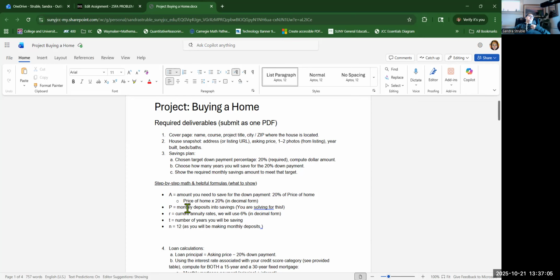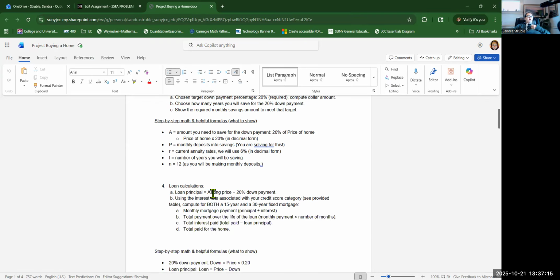PMT is your monthly deposits into the savings that you're going to solve for. Current annuity rates, number of years you'll be saving, and figure you're making 12 monthly payments.